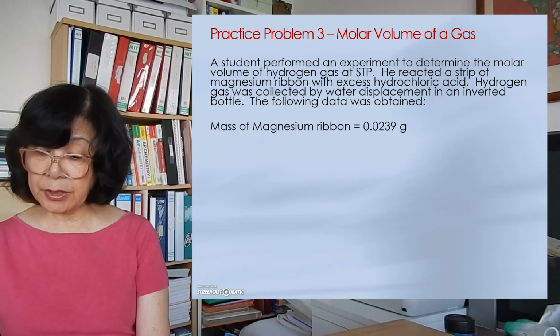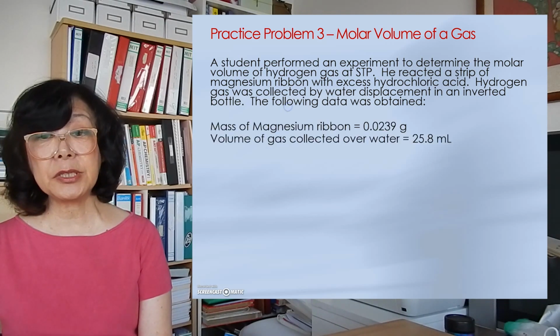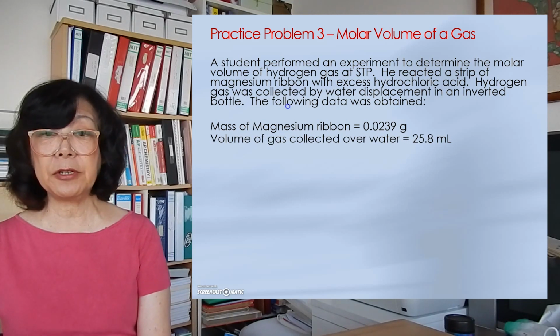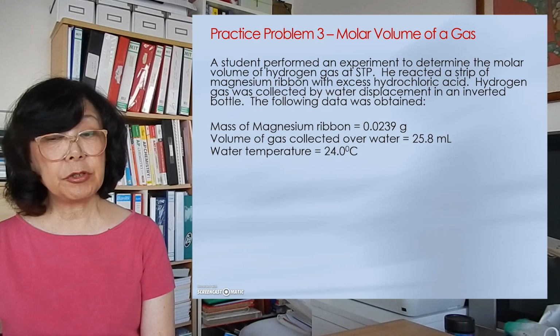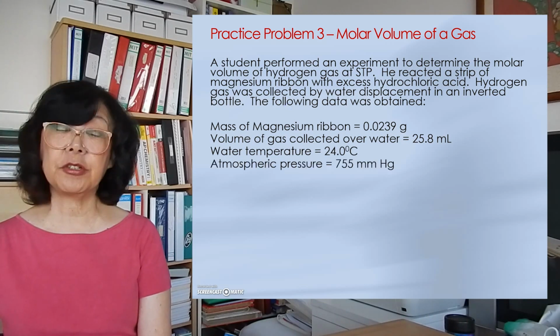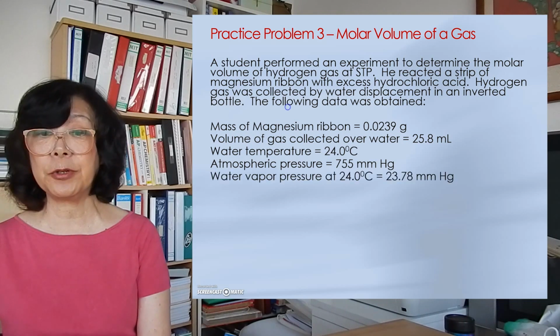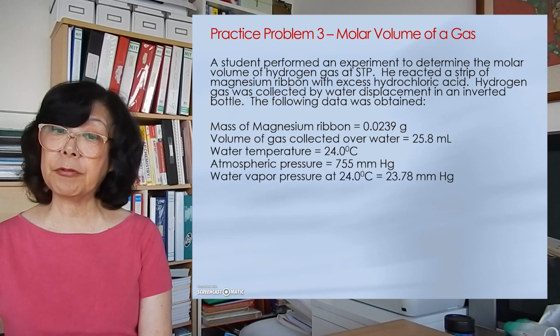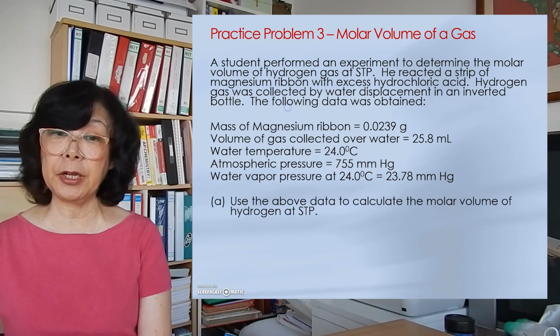Mass of ribbon 0.0239 grams. Volume of gas collected over water 25.8 milliliter. Water temperature 24.0 degrees C. Atmospheric pressure 755 millimeter mercury. Water vapor, read from a table, 23.78 millimeter mercury.